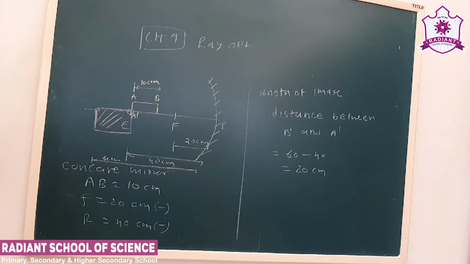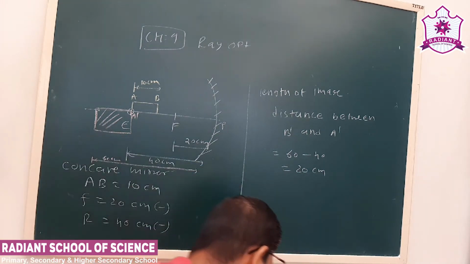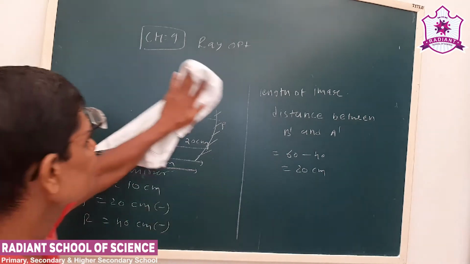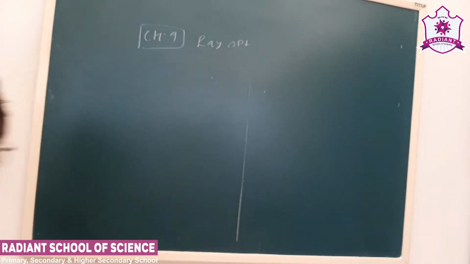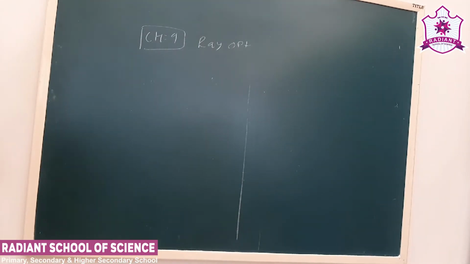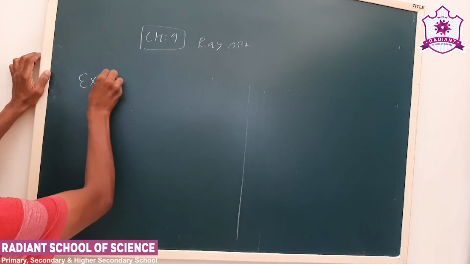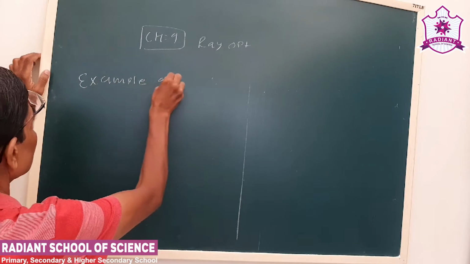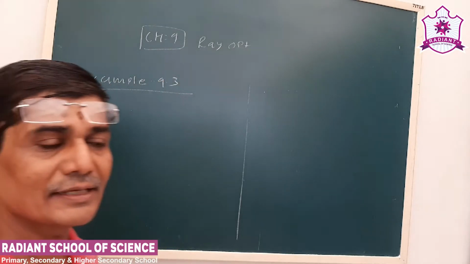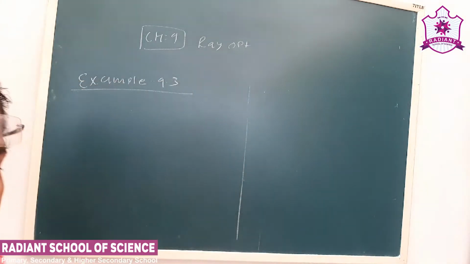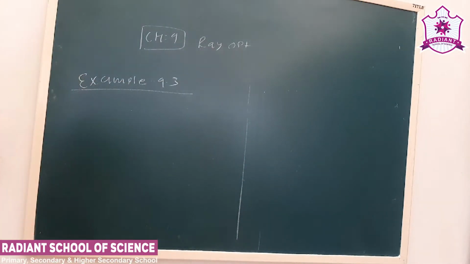example number 9.2. Now see our third question, example number 9.3, also related to the reflection and mirror formula. So that's why we solve. Now see the third one. I would like to take sums from the examples and exercise which use the mirror formula. Okay, so that will be easy for you to practice.